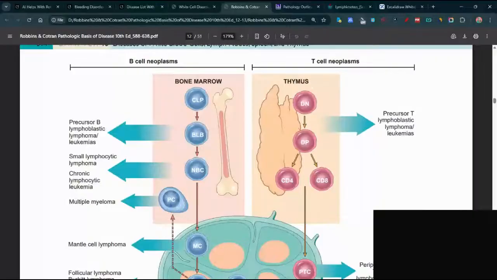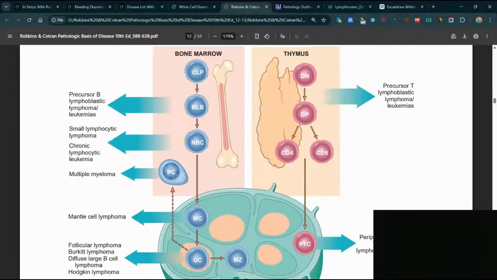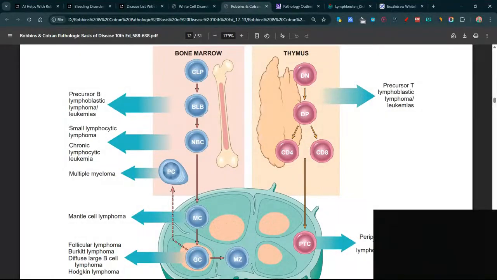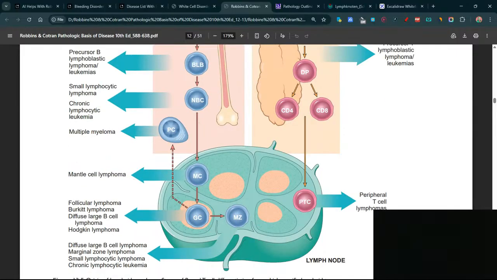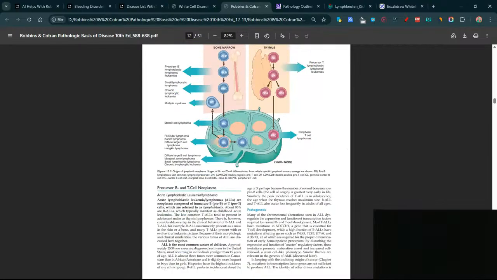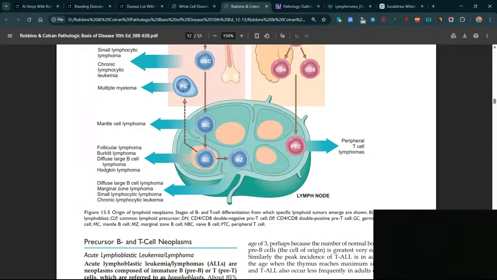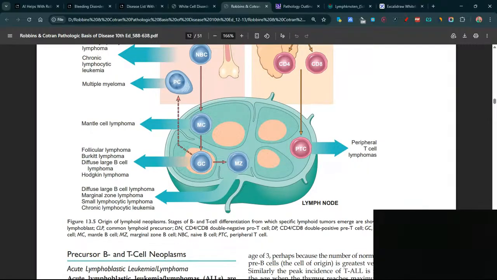Precursor, okay. Multiple myeloma, chronic lymphocytic leukemia, it is 51 pages. So if you haven't read the 51 pages, you're not a doctor. You have to read, not just watch the video.